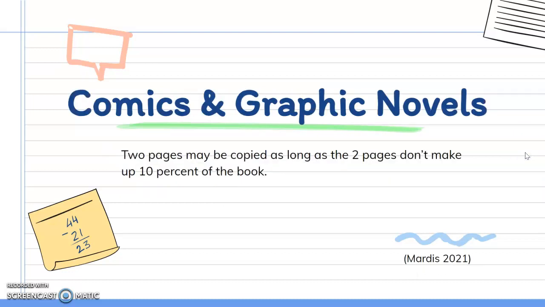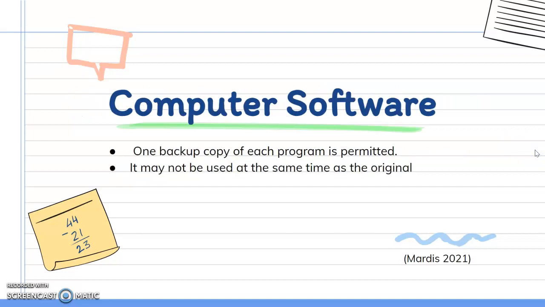Another kind of format might be a comic or a graphic novel that you would like to use. You can use 2 pages, and they may be copied as long as the 2 pages don't make up 10% of the book. You might want to use some computer software. You can back up a copy of each program, and that's permitted, but it may not be used at the same time as the original.